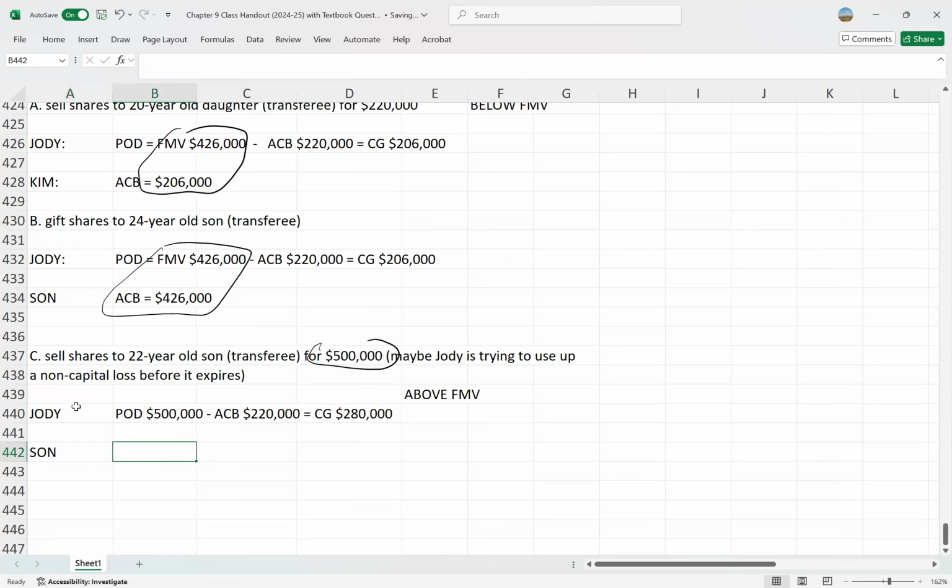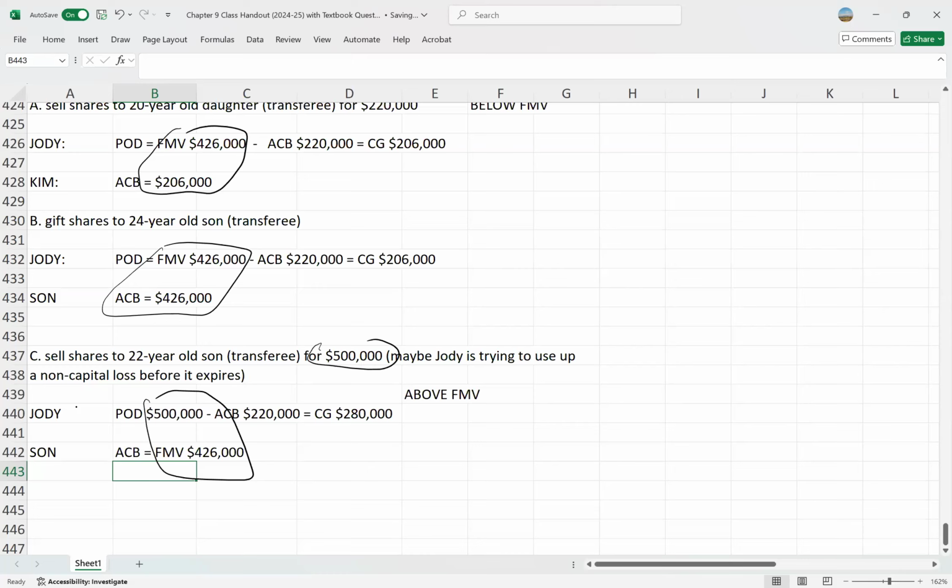But then the son's adjusted cost base will equal only fair market value of 426. Once again, there's a difference here of 74,000. That's lost because the son will not get the full 500,000 for his adjusted cost base. It would only be the lower amount, fair market value, of 426. Any questions about these non-arm's length transfers?